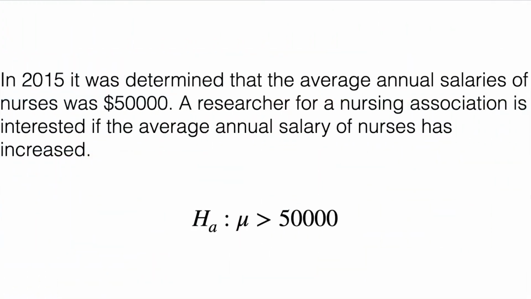As we can see, the alternative hypothesis is read from the given statement and is written as H sub A: mu is greater than $50,000, or 50,000 in this case. So the alternative hypothesis is mu is greater than 50,000. Note we have a population parameter that is inserted into this statement, and that is very important to note.